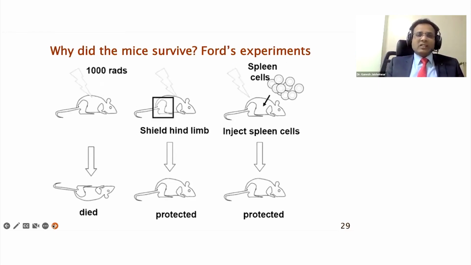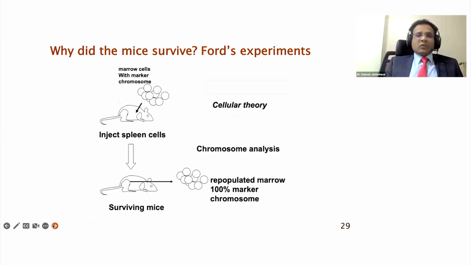And initially it was thought that it was a humoral factor which led to hematopoietic recovery post such lethal radiation, but it was Ford's experiments who proved that it was not a humoral factor, but it was the splenic cells, the potentially hematopoietic stem cells, which repopulated and regenerated the hematopoietic system, rescuing these lethally irradiated mice. So this was Ford's experiment.